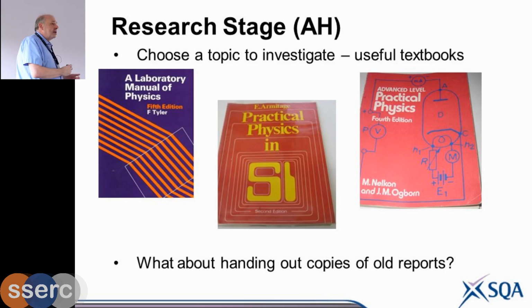Sadly, they're all out of print at the moment. The one that everybody talks about is Tyler, Lab Manual of Physics. I did a quick search this morning on Amazon and AbeBooks, and at the minute they're a bit expensive. The cheapest one I found was about 38 quid. They come and go, and generally around about this time they're very expensive because people go, oh, there's one available, I'll buy it.